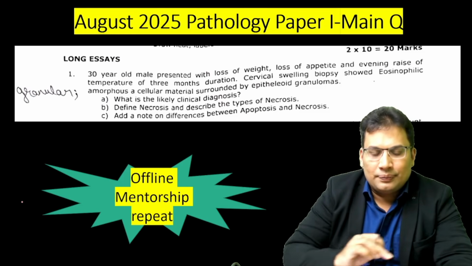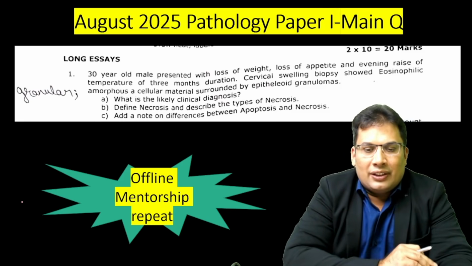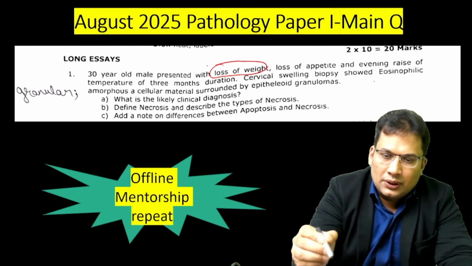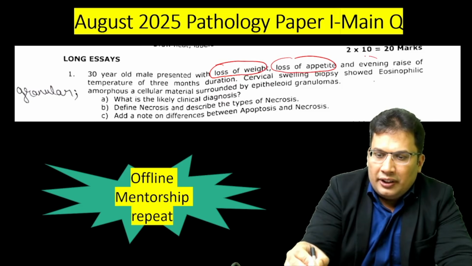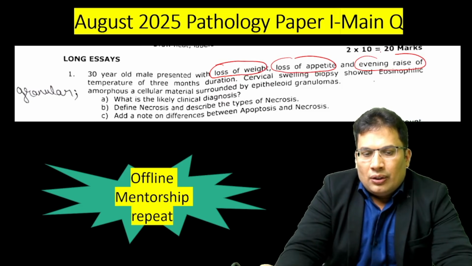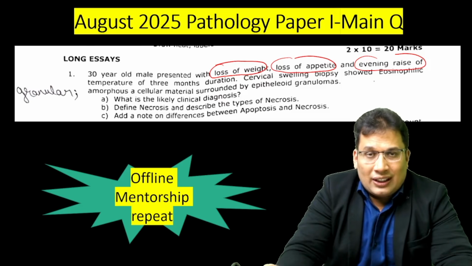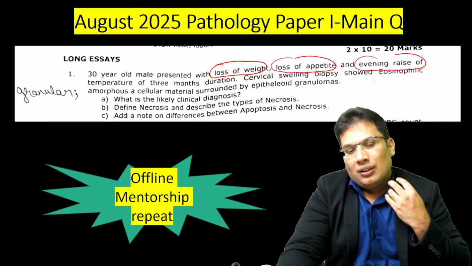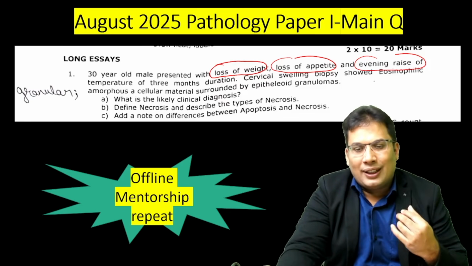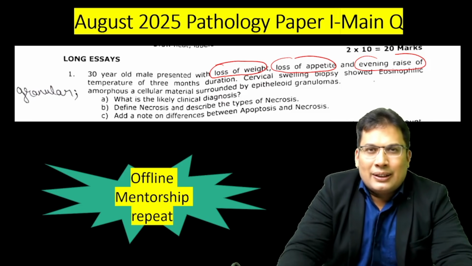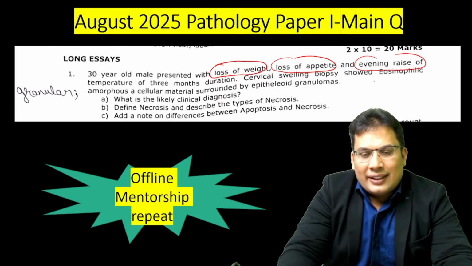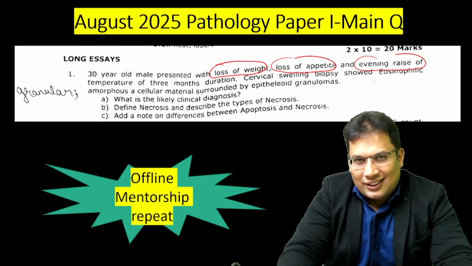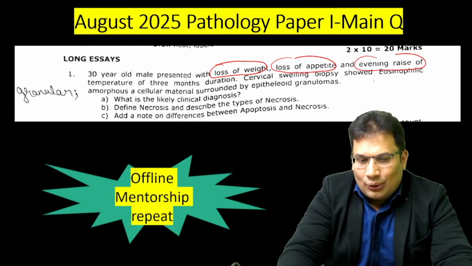So the first main question: a 30-year-old male presented with loss of weight, loss of appetite, and evening rise of temperature of 3 months duration. So it's a chronic inflammation. Cervical swelling biopsy showed amorphous cellular material surrounded by epithelioid granuloma. So it's basically caseating granuloma. What is the likely clinical diagnosis? It's basically tuberculosis. Okay, so the answer is tuberculosis.